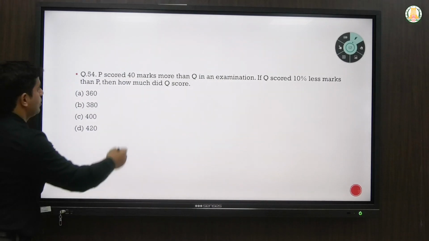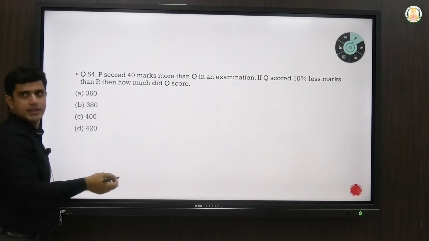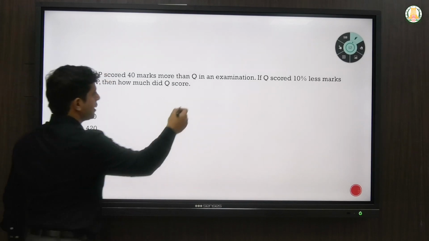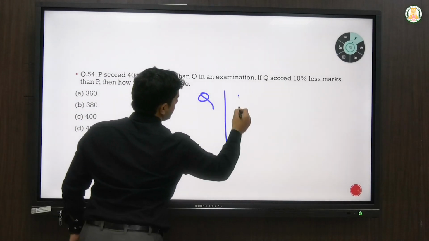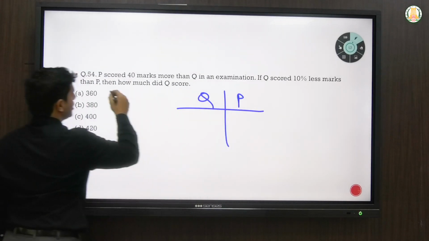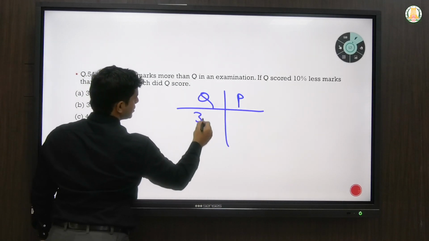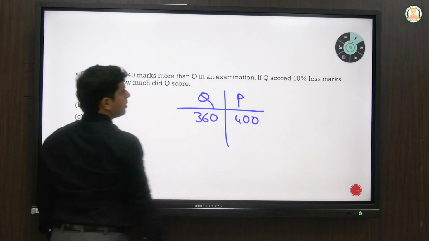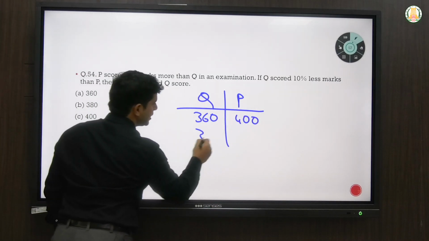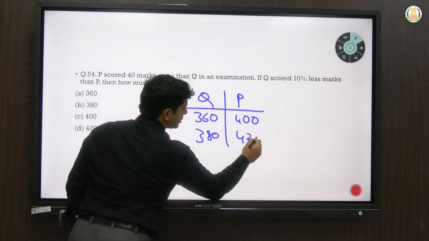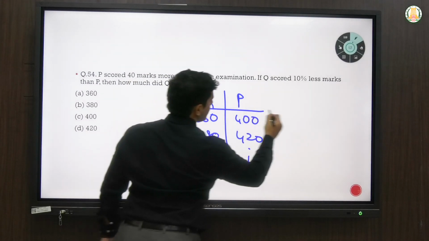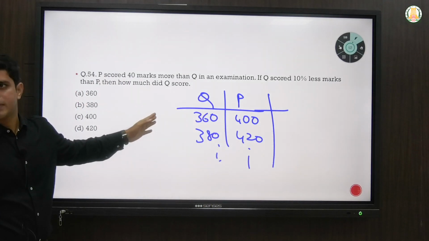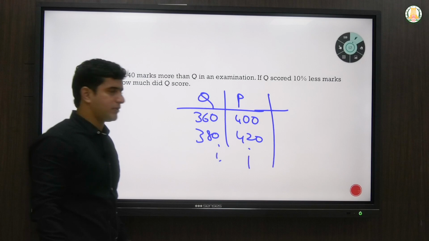So you're saying now I'll assume that Q score is 360, then P score will be 40 more, you'll add 40. Yeah, you can do that also. So now Q score is 360, let's assume. Then we know it should be plus 40, so you'll assume 400. Like that, if it is 380, then you can assume it is 420. Then you will see whether Q's and P's relation is the same. That is also a good way of solving.